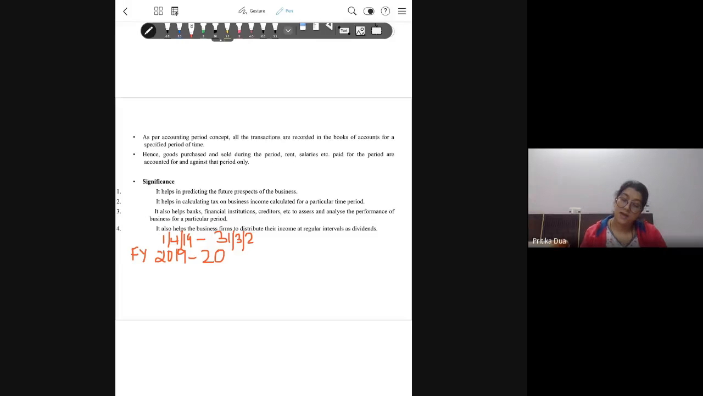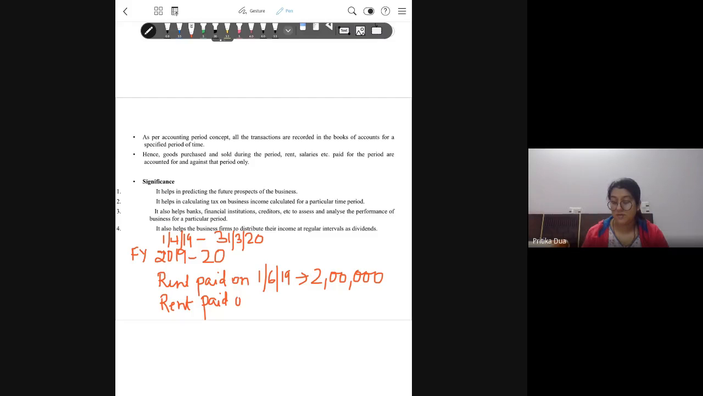Okay. अब अगर इस ईयर में आपने रेंट पे करा है, रेंट पेड ऑन 1st June 19, 2 lakh, and there is another entry rent paid on... Okay. Now this is rent paid. This amount has already been paid. आपको दो values दी हुई हैं. एक 1st June 2019 की और एक वैल्यू है 1st June 2018 की.